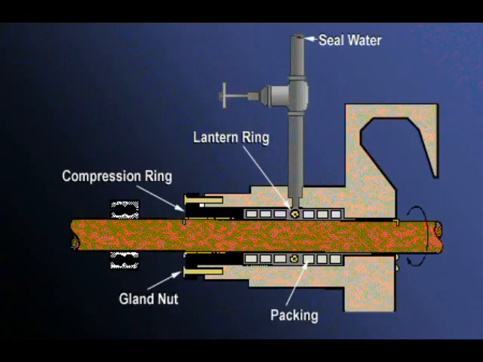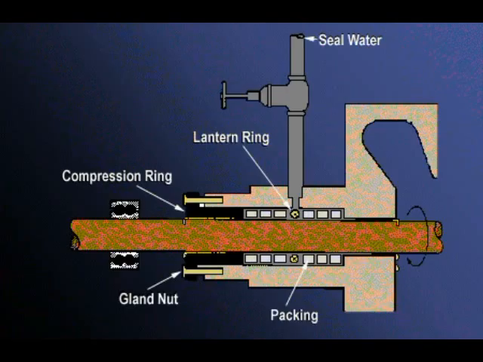There are two types of seals commonly used: packing seal and mechanical seal. The packing seal will be dealt with first. In this diagram, note the location of the packing used to provide the seal around the shaft. The strands of packing are held in place by a compression ring, and this compression ring is adjusted by the gland nuts. Tightening the gland nuts will compress the packing and reduce the leakage.